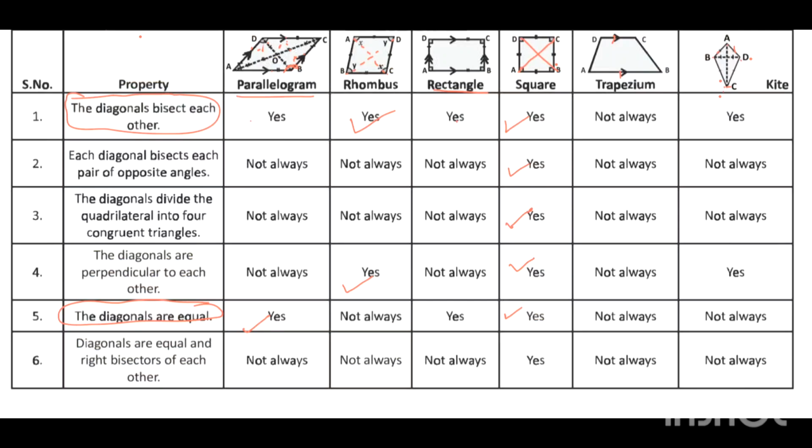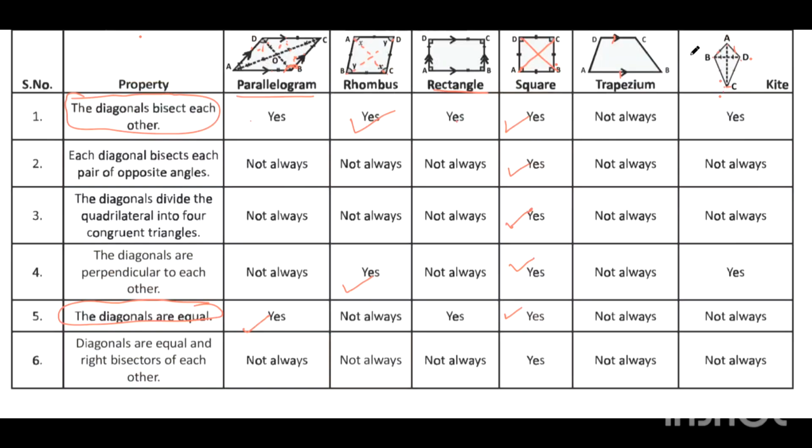Congruent triangles means everything is equal, either angles or sides. Next, the diagonals are perpendicular to each other, the diagonals are also equal, and they are equal by right bisector. Right bisector means they make an angle of 90 degrees. Now for a trapezium, only the opposite sides are parallel, not equal.